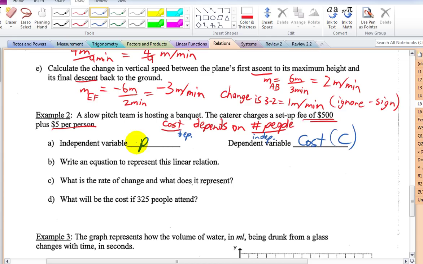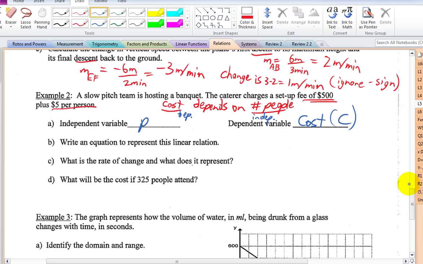Okay, so right away do a depends on sentence so you can tell which is dependent and independent. Write an equation. So the cost equals $5 per person plus $500 for setup. What's the rate of change? It's $5 per person, and it represents the cost of a ticket, or the cost for each person.